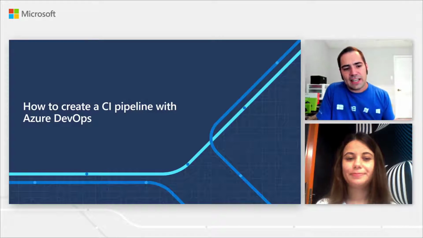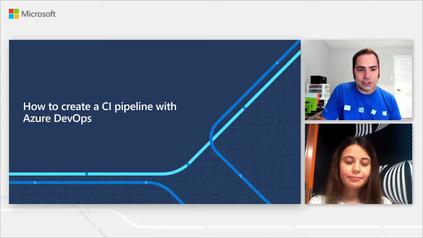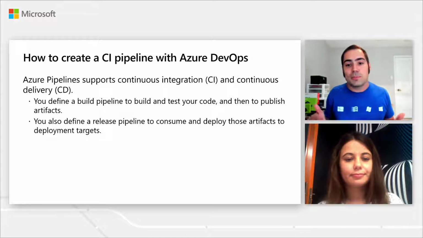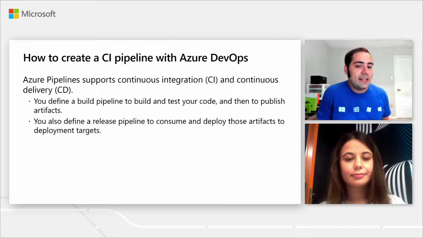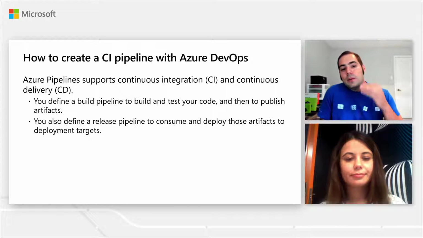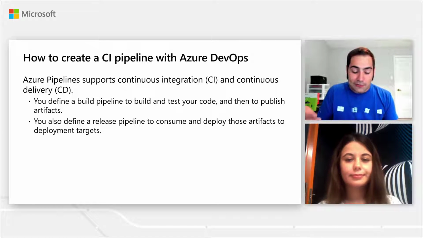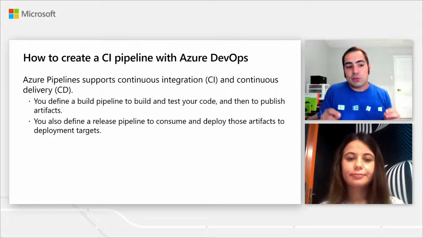So let's start with the first section, where we're going to look at creating a CI pipeline with Azure DevOps. This is going to allow us to utilize something called pipelines, which will support continuous integration and continuous delivery. We'll do this by defining a build pipeline that will be created specifically to build and test our code and publish those artifacts off. The artifact in question being a deployment manifest that will specify what we want to run on our edge device.